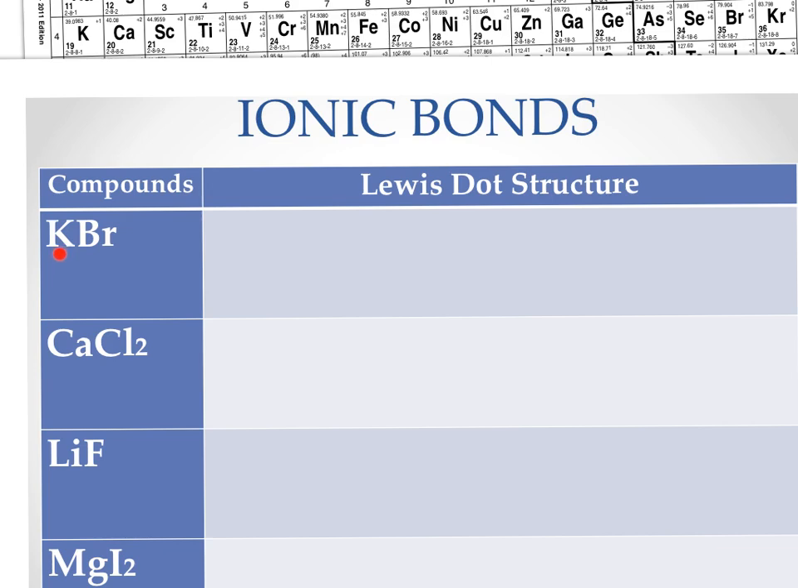So we know that K is a metal and Br is a non-metal. And we'll go to the periodic table and we can see that K has a valence electron of 1, while Br has a valence electron of 7. So that means that K is going to want to give away its electrons to Br. Okay, so let's go ahead and write down the valence electrons. So there's 1 valence electron here and 7 valence electrons there.